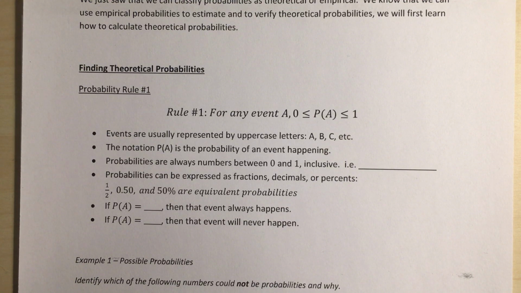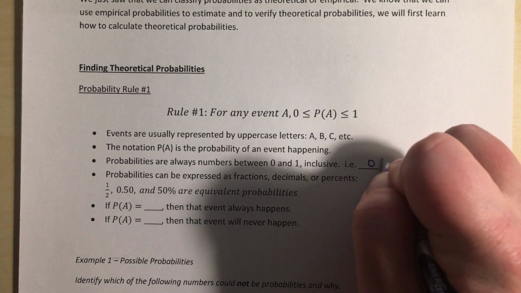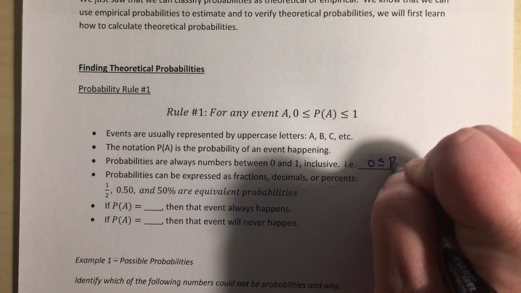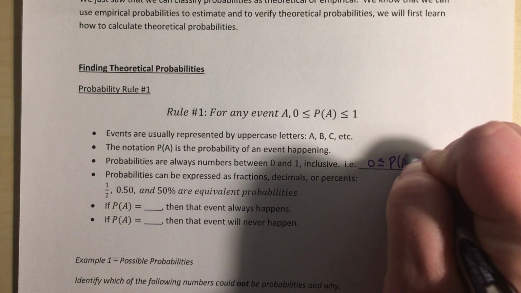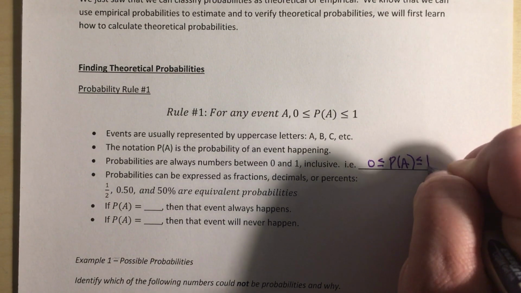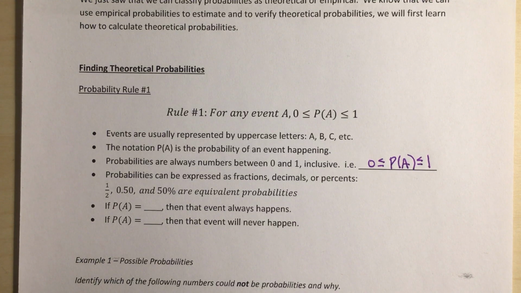The notation P parentheses A is the probability of an event happening, so the probability of event A. Probabilities are always numbers between 0 and 1 inclusive. In other words, 0 is less than or equal to the probability of event A, which is less than or equal to 1. So probabilities are always going to be numbers between 0 and 1.